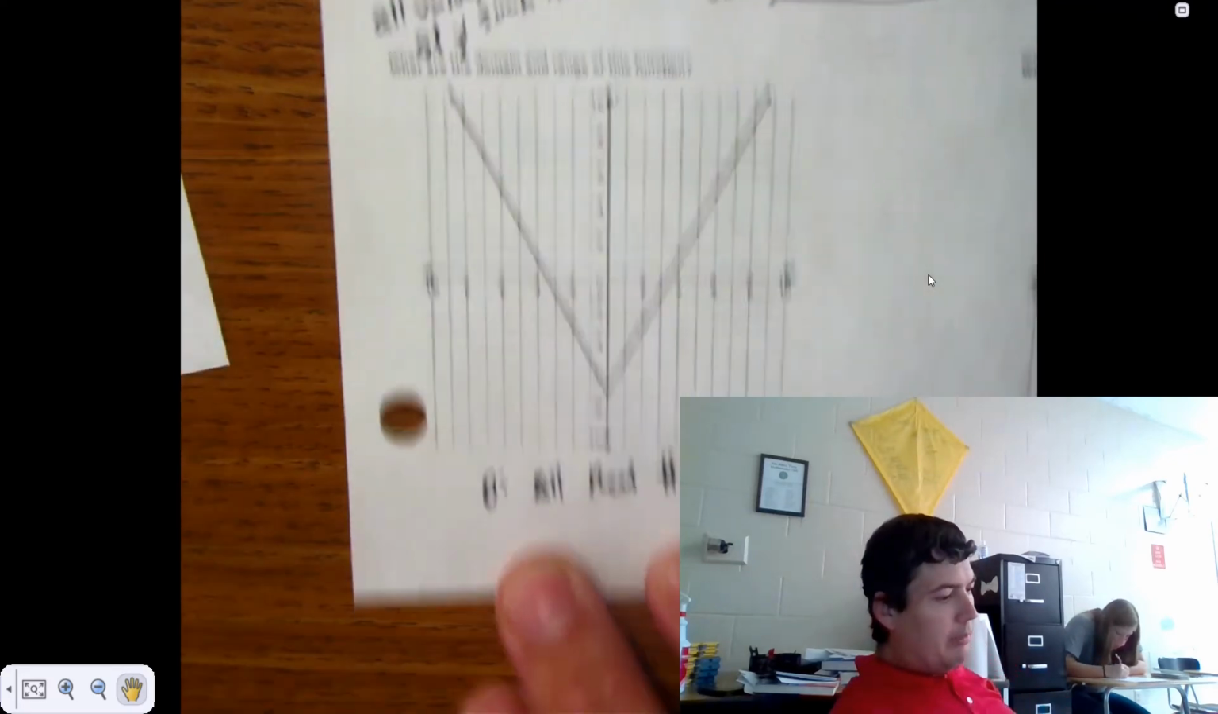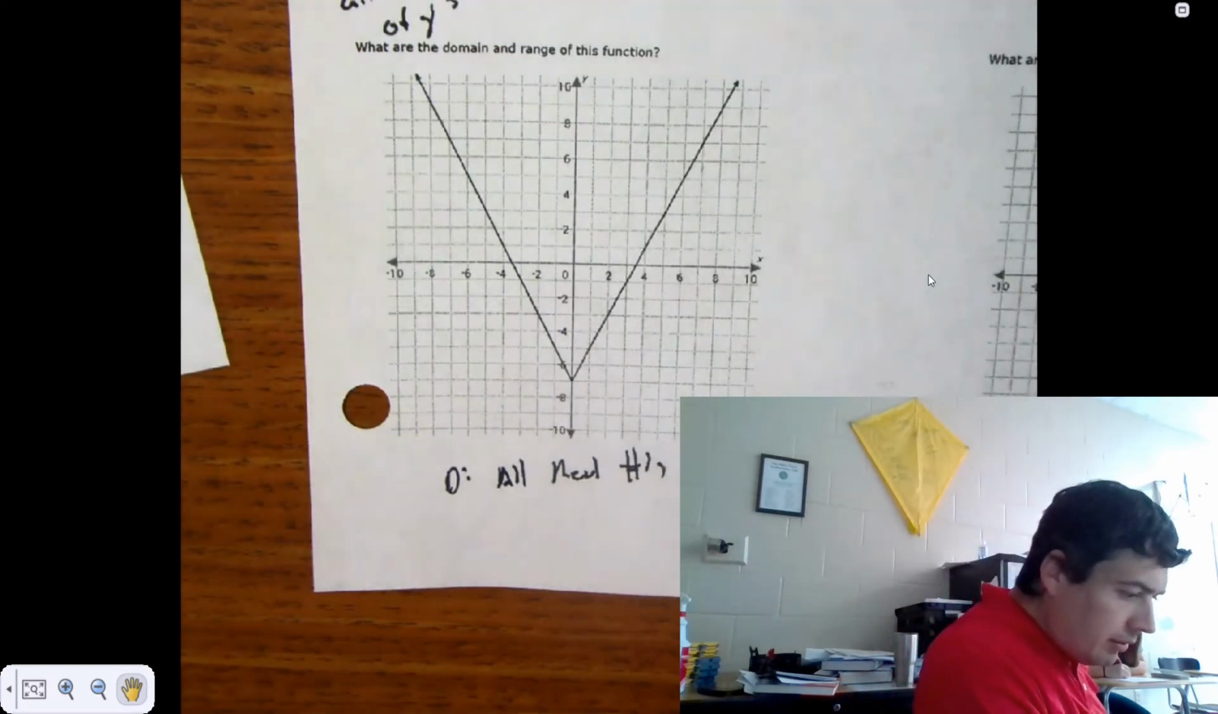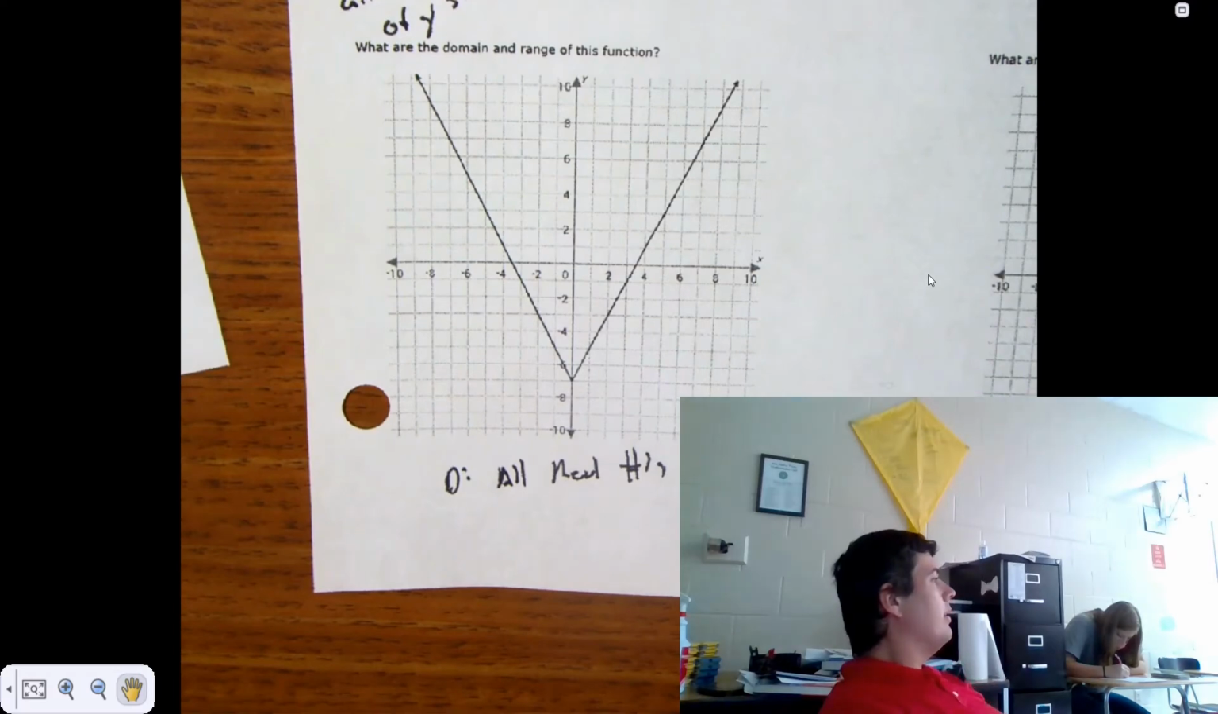Now, Alex, let's talk about what you were saying. I don't even know where you got -4. Let's not talk about what you were saying. What's the range? Y is greater than or equal to -7.